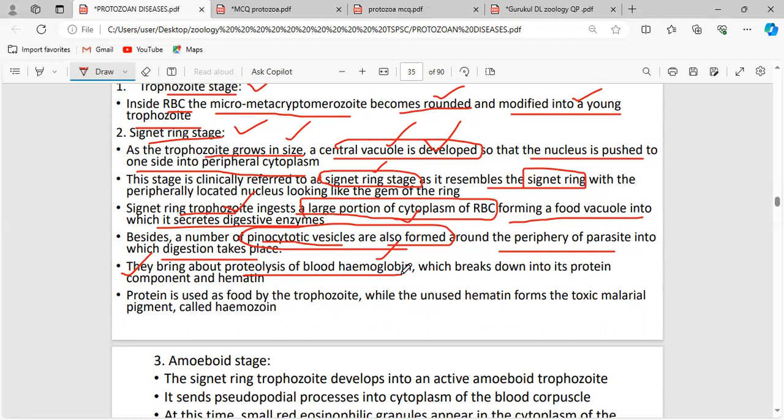They are going to intake what? Hemoglobin, which breaks down. We know that hemoglobin is made up of four different polypeptide chains, and to break this down we need a protein enzyme. Now this hemoglobin breaks down into its protein component and hematin. This protein is used as food by the trophozoite, while the unused hematin forms the toxic material.